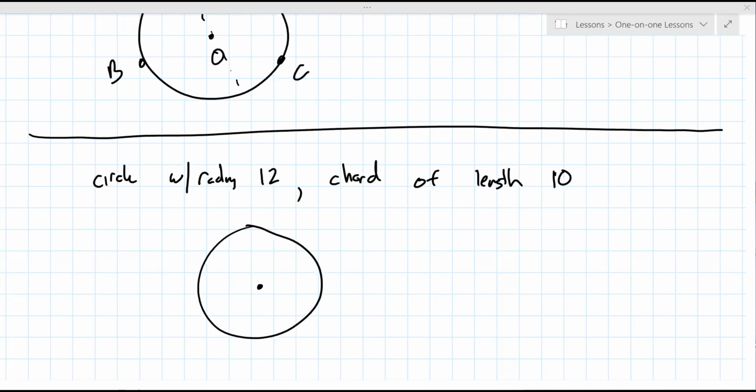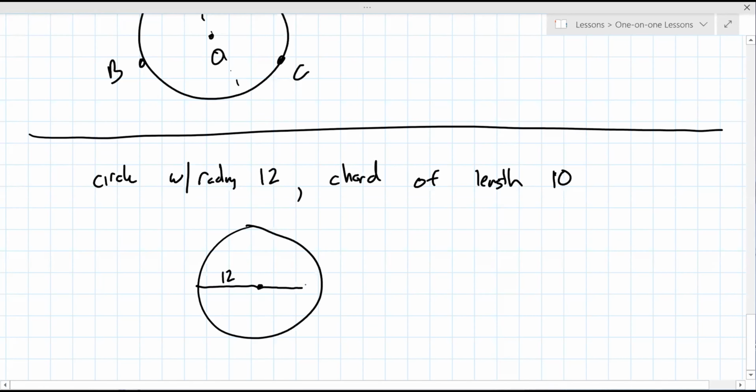Oh, okay. Circle with radius. Does that say radius 12? Yeah, radius of 12 and a chord length of 10, or chord if you prefer. I found something that might be useful for us here. Okay. The point of this problem is that this is 12.